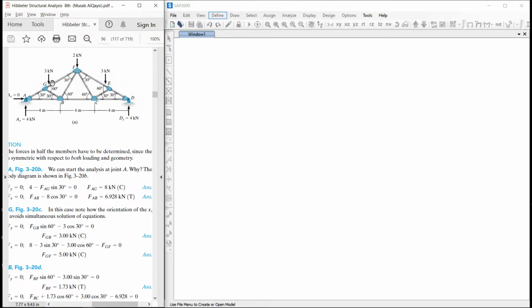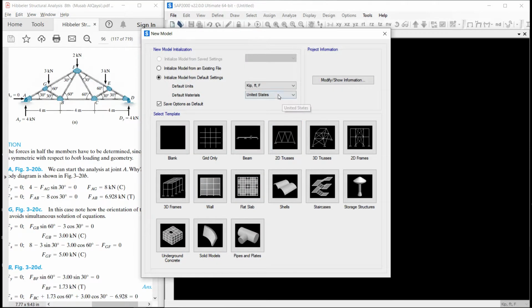Let us start our model in SAP. So File, New Model. We know that the values of forces are in kilonewtons and distance in meters, so we have to select the units first, kilonewton, meter, C.